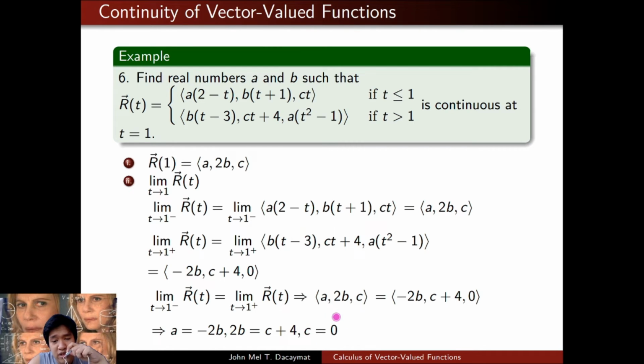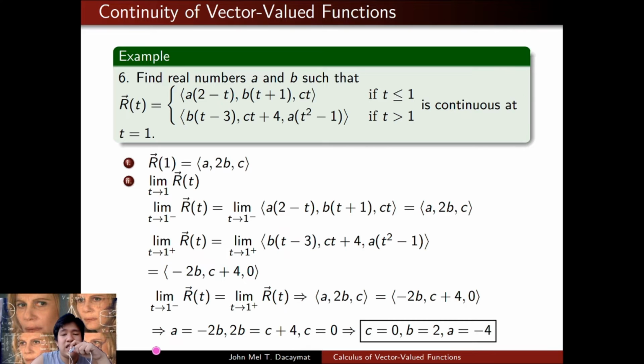Yung sa third component pa lang, you can deduce that C is 0. Tapos, if you plug in here sa second component, if C equals 0, you get 2B equals 4 or B equals 2. And since A equals negative 2B, B equals 2 implies that A equals negative 4. Now, I'll leave the checking to you. If you plug in A, B, C with these values, you can see that this will satisfy the three conditions for continuity at t equals 1.